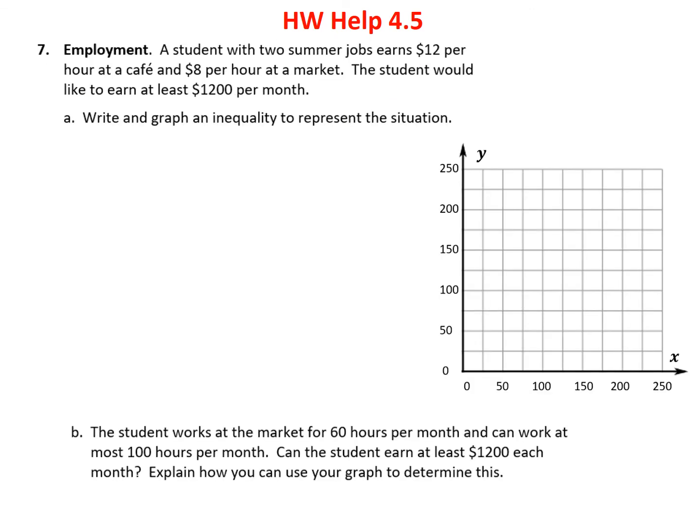Problem 7 says that a student with 2 summer jobs, he earns $12 per hour at a cafe and $8 per hour at a market. He would like to earn at least $1,200 per month. All right. So let's write and graph the inequality. First of all, I'm going to let x equal number of hours at the cafe, and y equals the number of hours at the market.